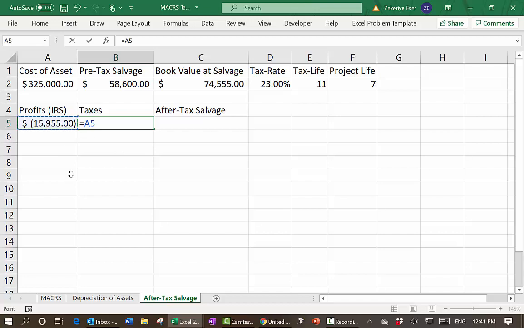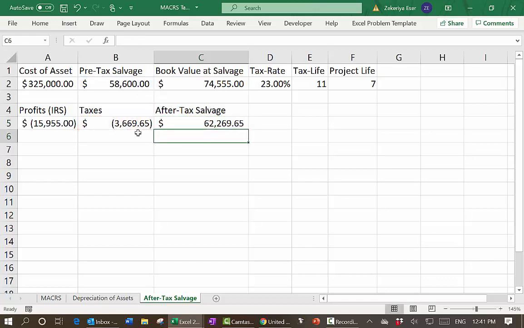Multiply the profits for IRS purposes with the tax rate. That is the taxes associated with the salvage. And after-tax salvage is simple. Take the pre-tax salvage minus the taxes. In this case, it's $62,269.